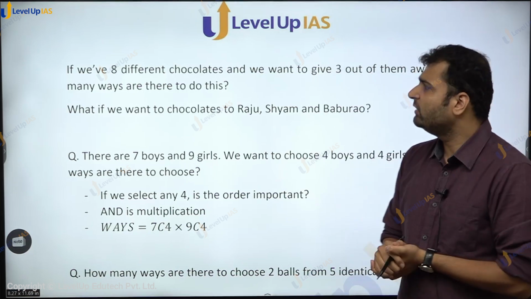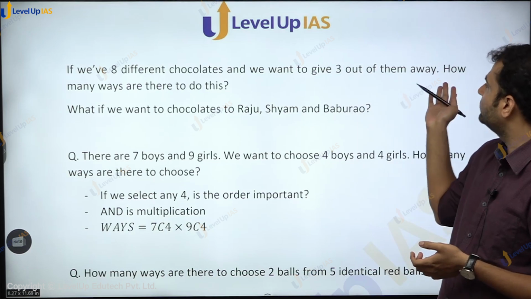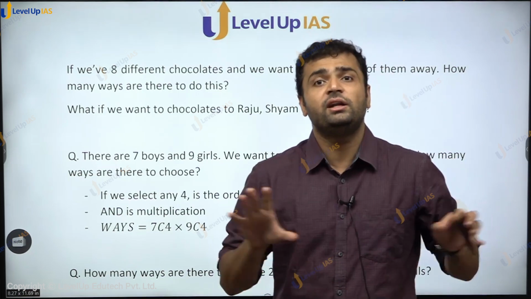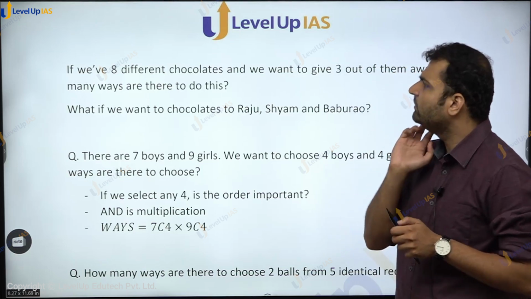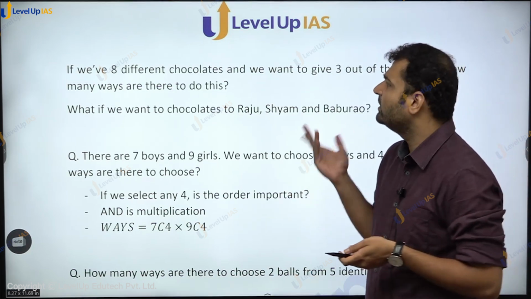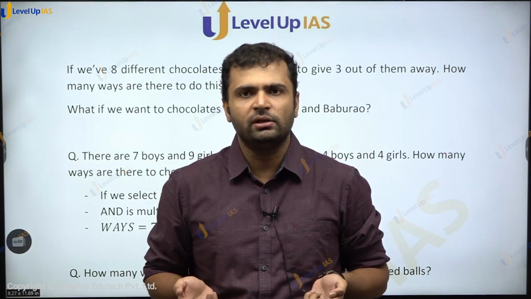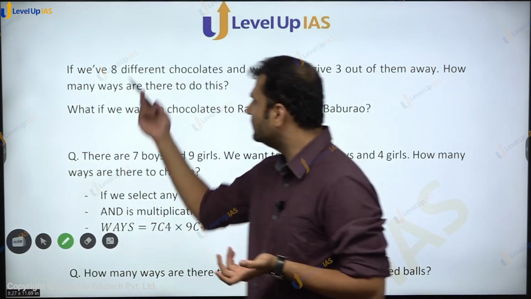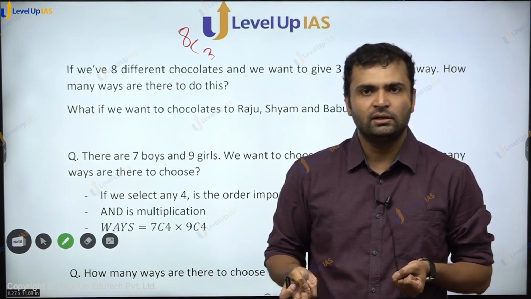Fine. Another sample question: if we have 8 different chocolates and we want to give 3 out of them away, how many ways are there to do this? 8 chocolates हैं, 8 different chocolates, and we have to give the 3 out of them away. How many ways are there? 8 में से 3 देने हैं ना, किस ऑर्डर में देने that is not important, we just want to give 3 away, so choose any 3 out of these 8. So we have 8C3, choose any 3 chocolates out of these 8 and give them away.